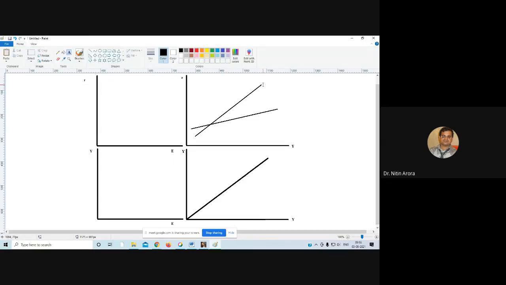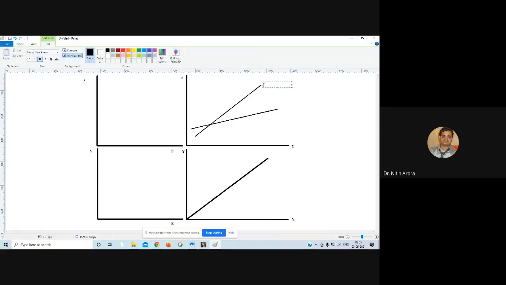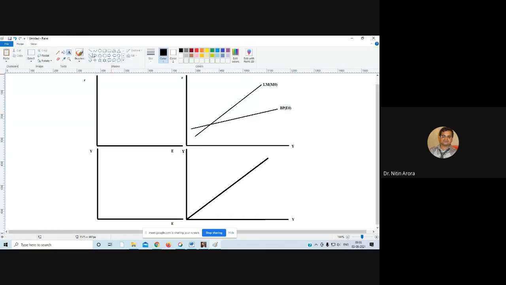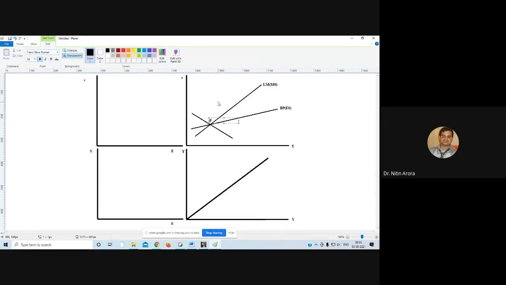This is the LM curve for M naught money supply, and this is the BP curve with exchange rate E naught. Here I will be drawing the IS curve also to show you that there is initial general equilibrium at, say, point P. Point P is the initial equilibrium.